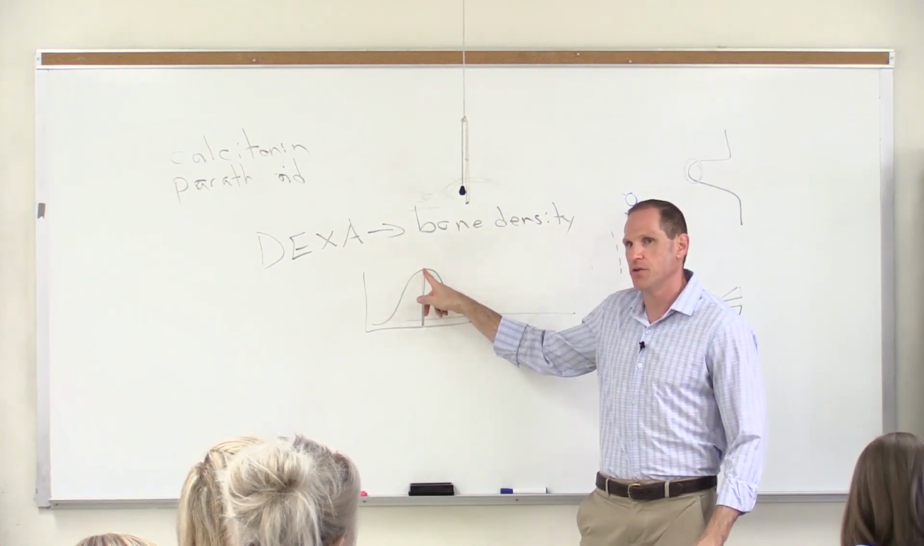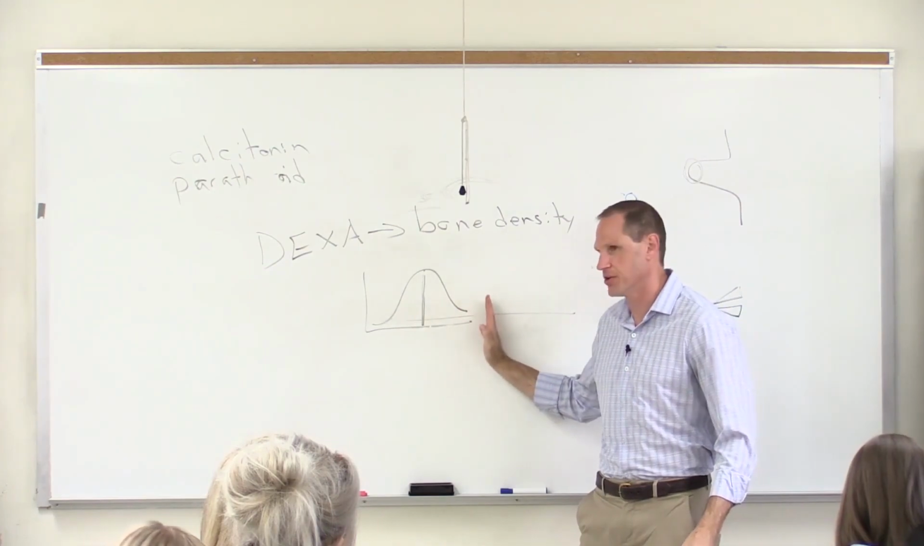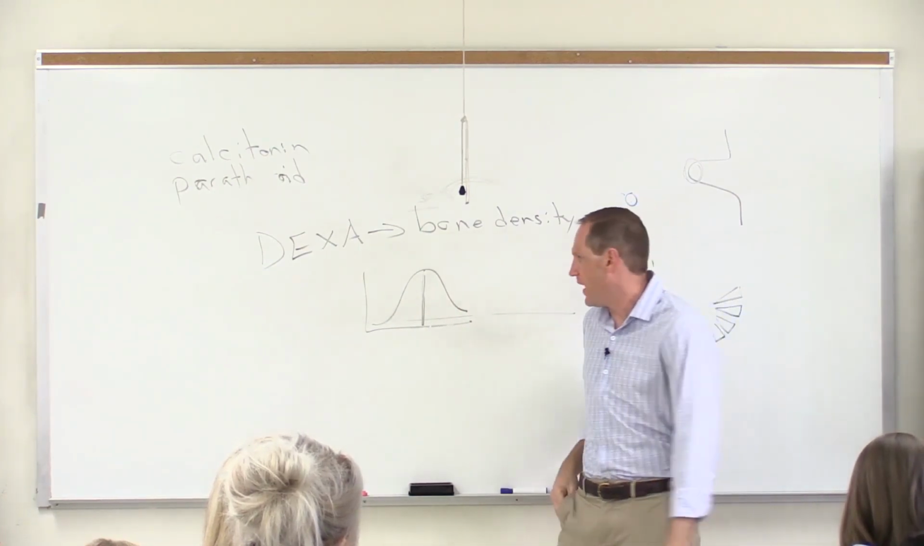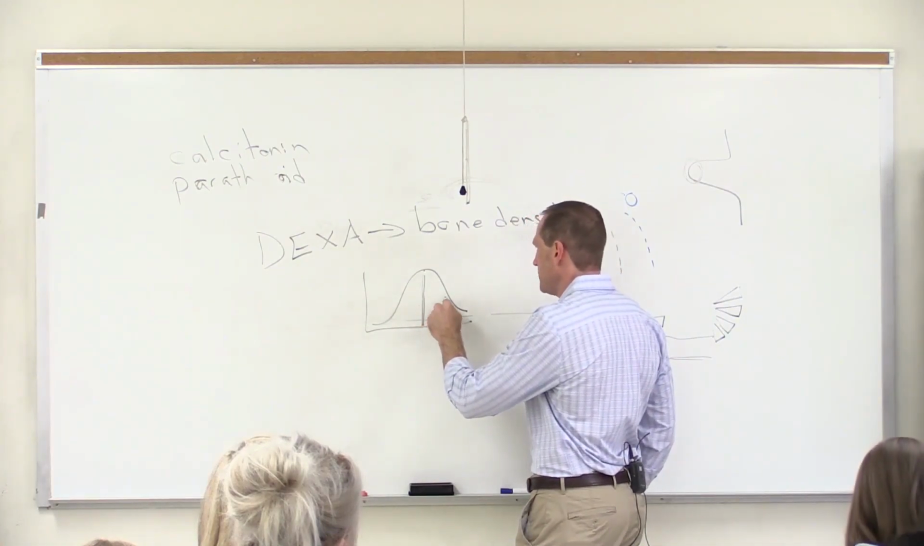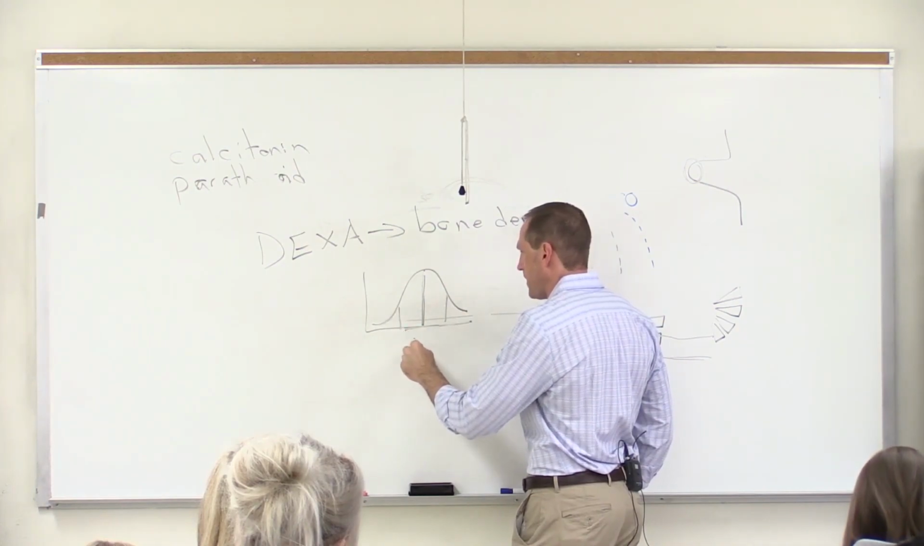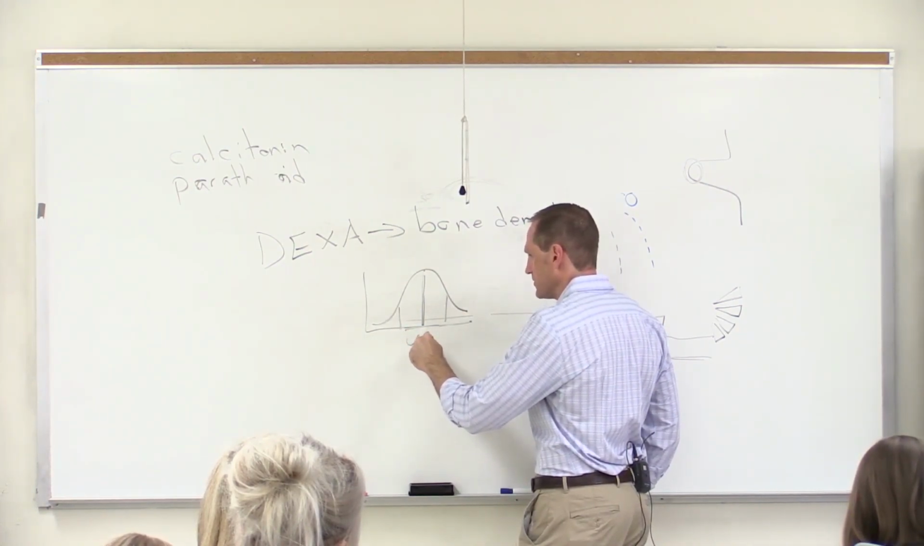Now, you also have a measure of variance, which is how far out it goes. What's that called? Standard deviation. Now, what's special about a normal distribution is that plus or minus one standard deviation is going to be about 66% of all cases.